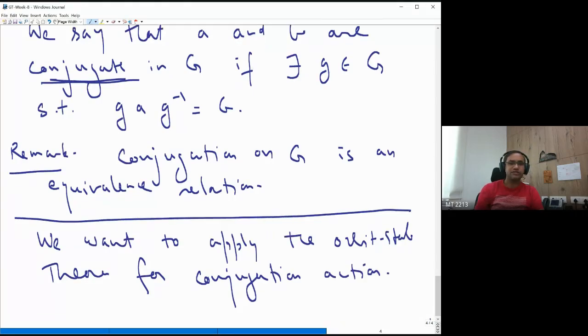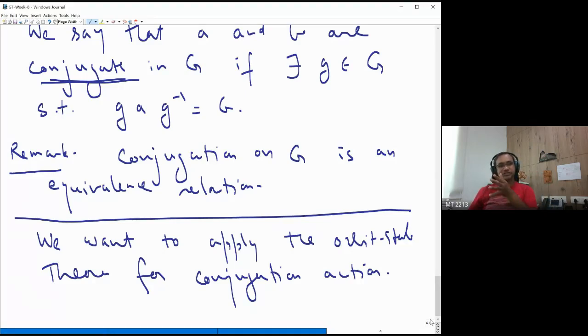Yeah, I hope this is not confusing. Within the group G, I can directly define what we mean by conjugation, that is, what we mean by two elements being conjugate. The same thing I can interpret as an action, and the action is, as I described earlier, that G acts on itself.